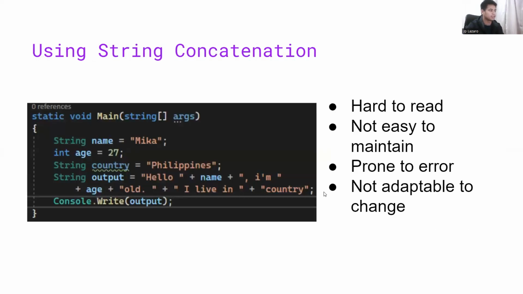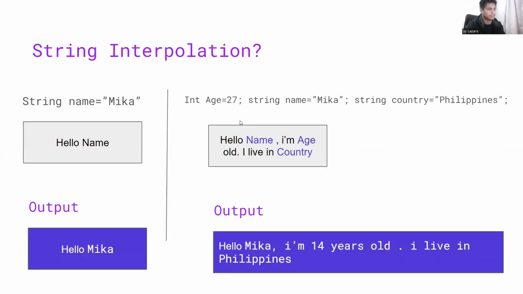So using string concatenation, it's quite hard to read. So this will be the implementation of this business case. They want to see multiple properties using concatenation.